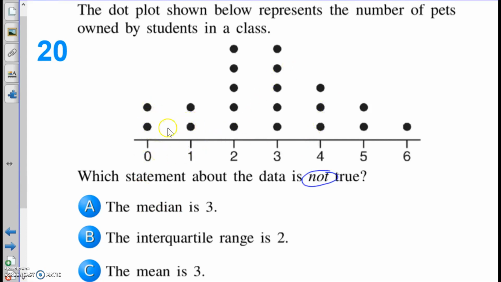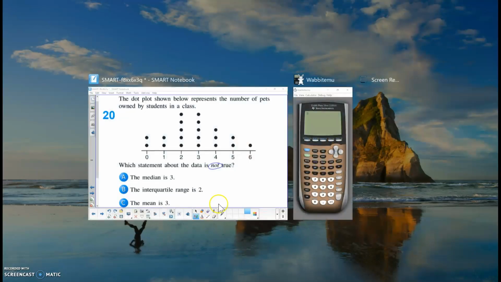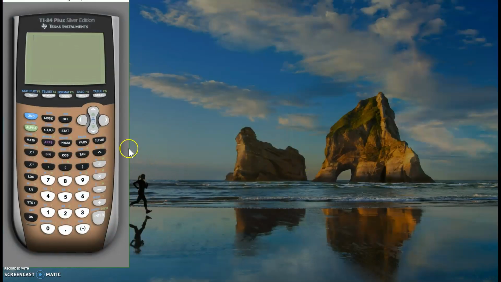And remember, this just represents 2 zeros, 2 ones, 5 twos, 5 threes. So let's input this data, so it'll be much easier to pull out things like mean, median, and range. We have a stat button in our calculator, and if we hit enter right away in edit, it brings us to our lists. L1, L2, L3 stands for list 1, list 2, list 3. And we want to enter that data in.